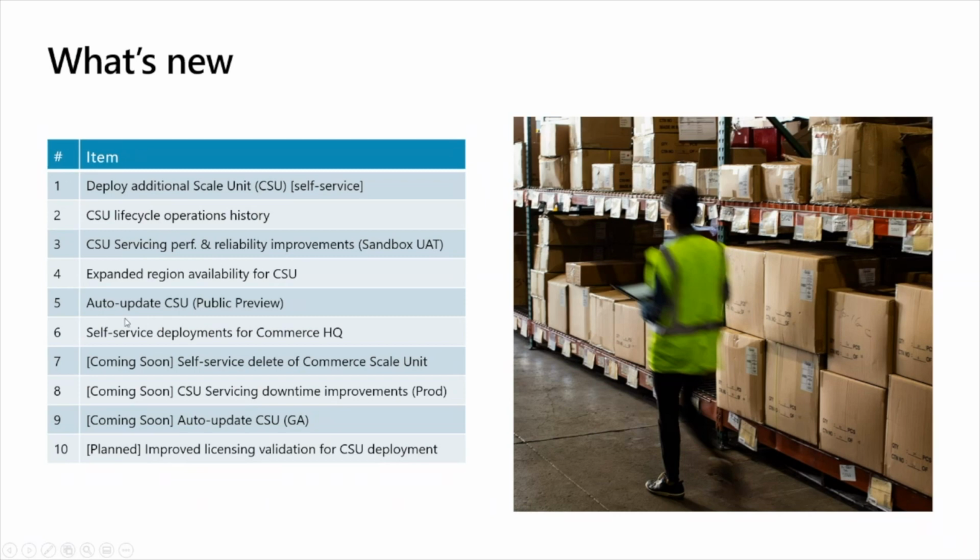Then we'll talk about auto update for CSU, when it's going to be available and what it means for you. We'll also look at self-service deployments for Commerce HQ, which is available and what impact it has on you. And then we'll talk about what capabilities are coming soon in terms of CSU manageability and what things we have in the pipeline in a planned phase.